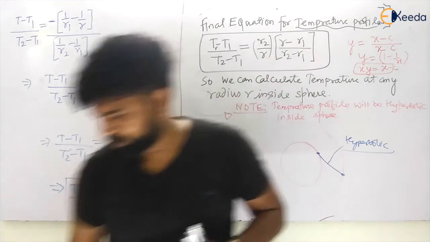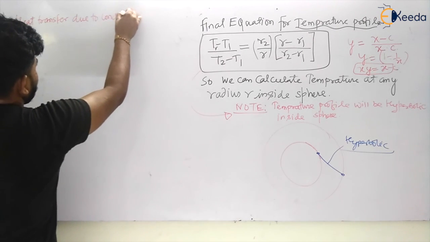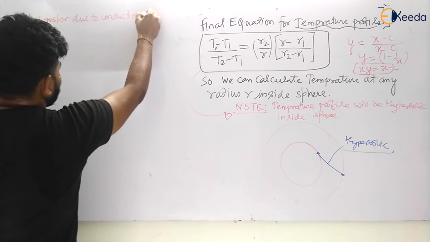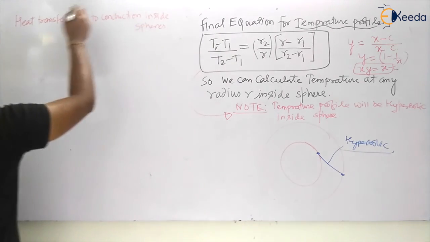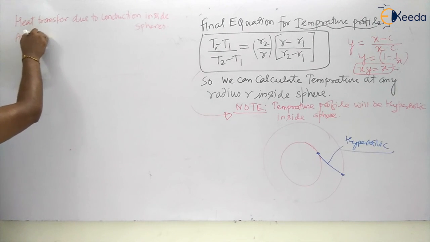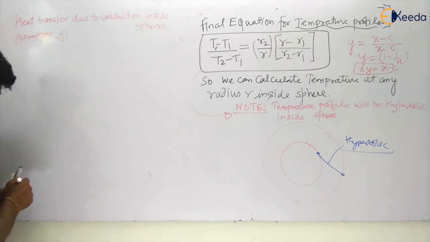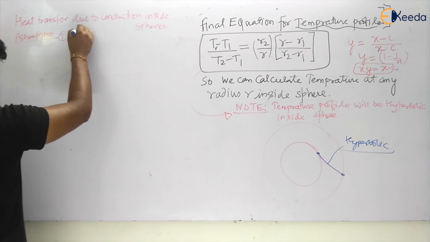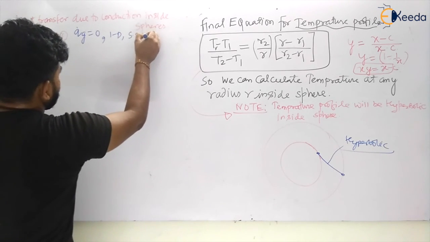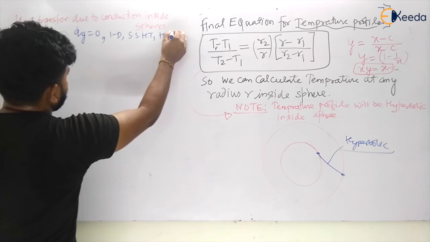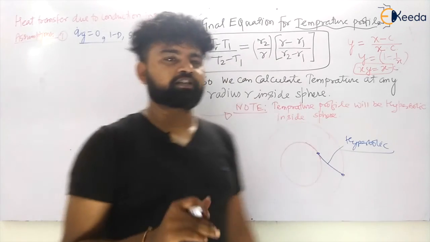Okay, now come to the board again. Let us see. Due to conduction, my dear students, due to conduction inside spheres. So again, you know the assumptions. What are the assumptions, my dear students? I am not repeating them. Okay, sir, let us see in short. Q generation is 0, sir. One dimensional heat transfer, sir. Steady state heat transfer, sir. And again, homogeneous and isotropic materials, sir. Okay, we know all these assumptions. So let us calculate the heat transfer in this. So what will be the heat transfer?